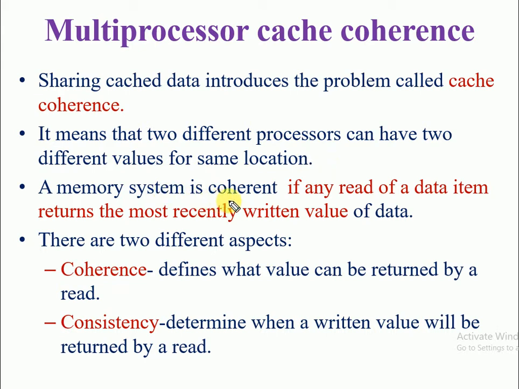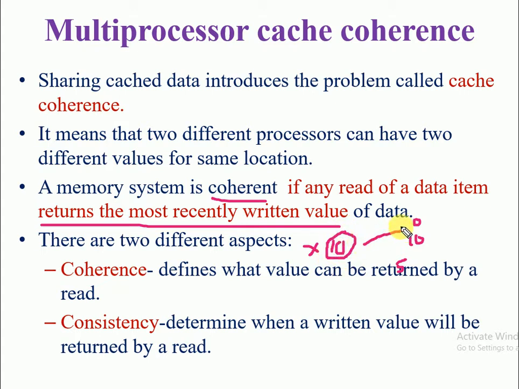So when is a memory system coherent? A memory system is coherent if any read of a data item returns the most recently written value. In the previous case, the recently written data is 10 for X. So when the next processor tries to access that data, it should get 10 itself, not 5, which was written earlier. The recently written value must be taken by the other processor. That possibility must be maintained so that we can say that a memory system is coherent.